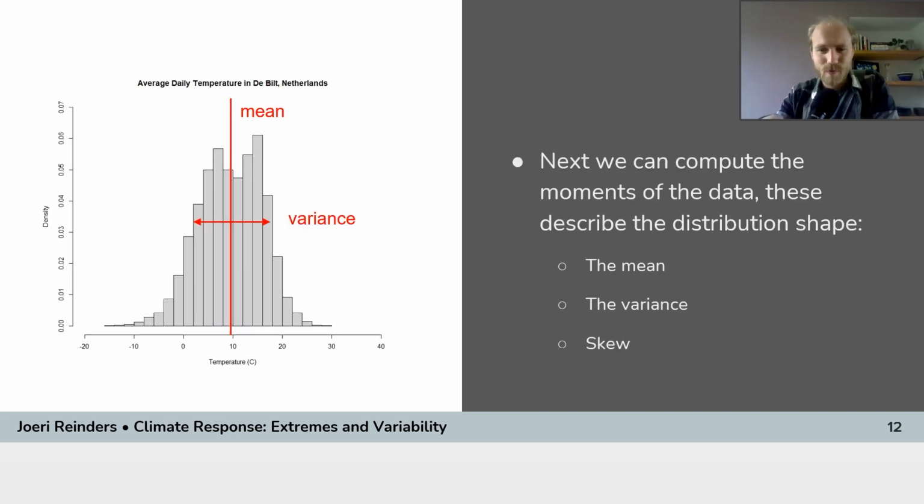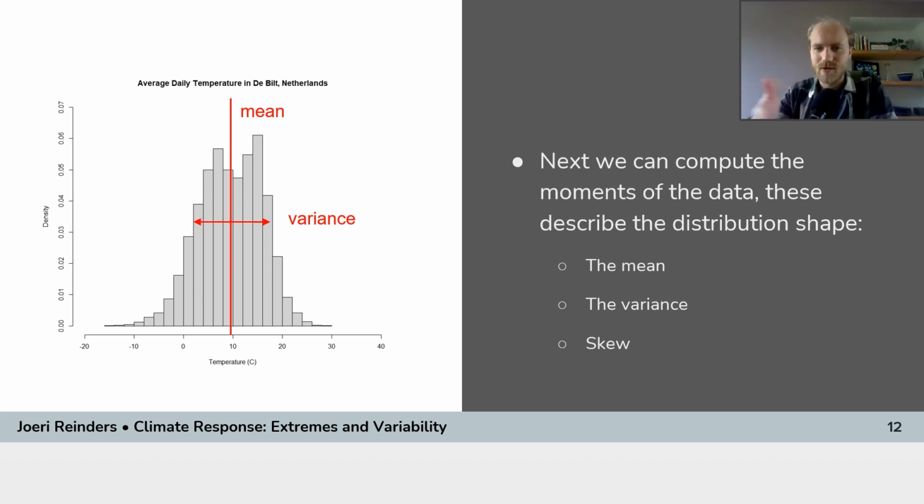The next step will be to compute the moments of our data. Those are, for example, the mean, the variance, and the skew. They describe what this distribution, this line, looks like. The mean tells you its position, the variance how thick it is, and the skew how different the two sides of the distribution are relative to each other, or how thick the tails are, we sometimes say.